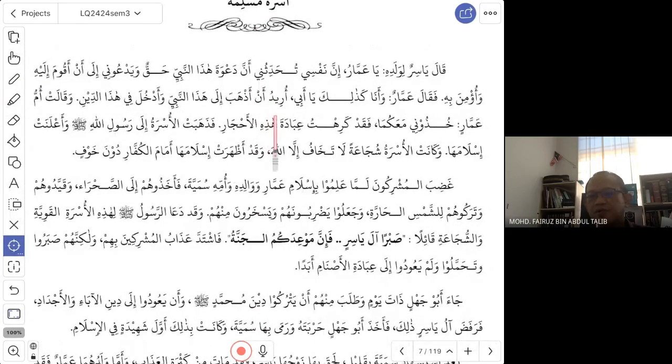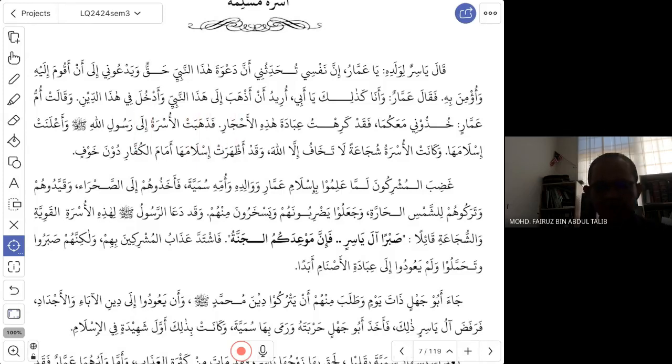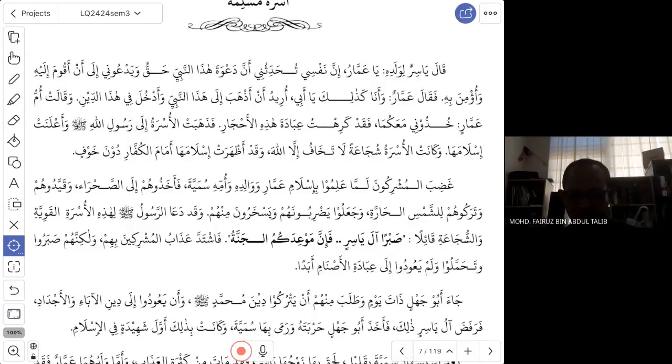Uridu, I want. I want to go. Urid an azhab ila hadha nabi, I want to go to this nabi, to this prophet, wa adkhula fi hadha din, and to enter this religion. Adkhul, enter. Hadha ad-din, this religion.